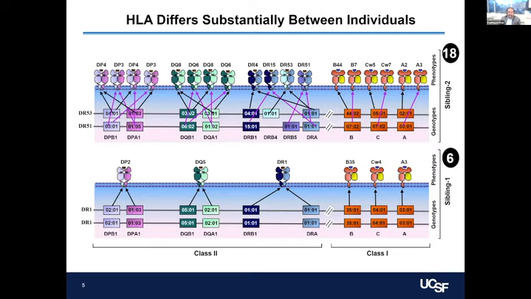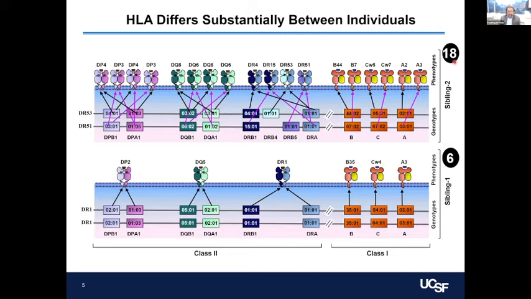So just looking at the number of HLA proteins, one individual can have 18 distinct HLA molecules they express, compared to another individual expressing only six HLA molecules. This kind of diversity you can see within families. One sibling can have very minimal HLA proteins, another sibling can have more HLA proteins. So this is very important.